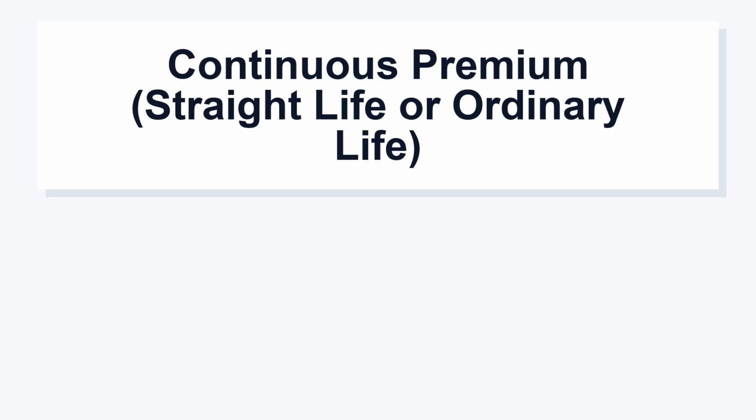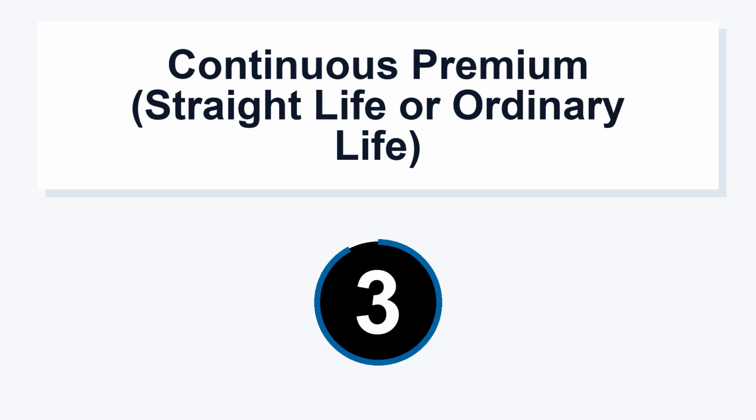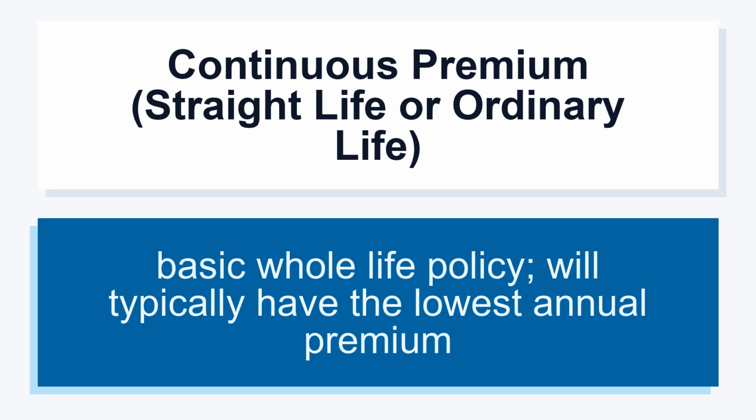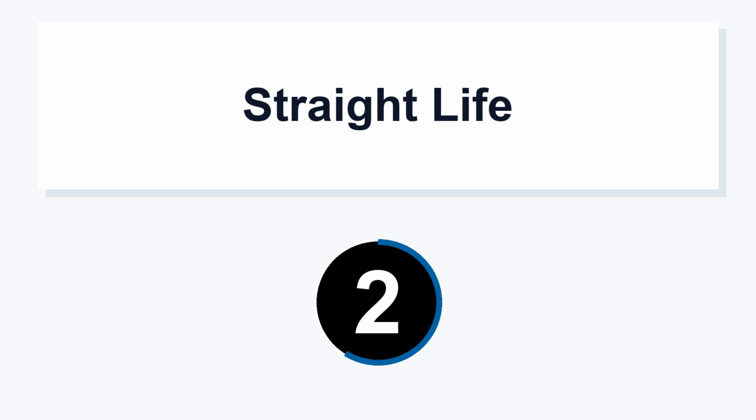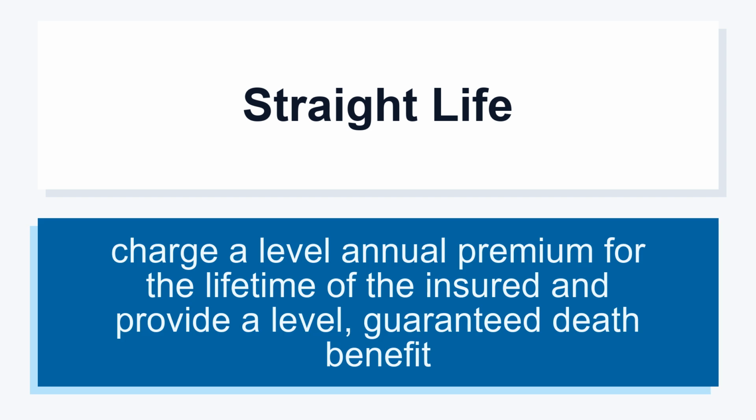Continuous premium, straight life or ordinary life: basic whole life policy will typically have the lowest annual premium. Straight life: charge a level annual premium for the lifetime of the insured and provide a level, guaranteed death benefit.